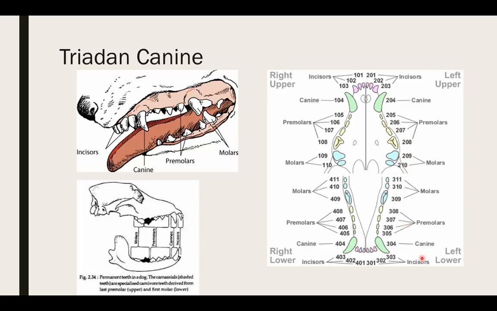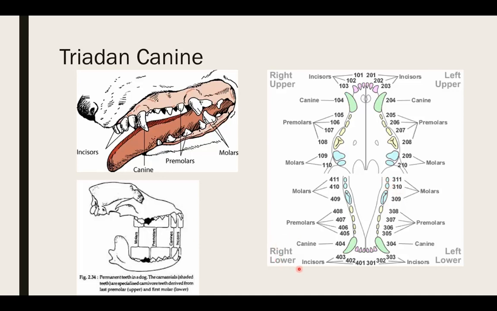If we go down to the lower left side, we start at 301, 302, 303 for the incisors. Canine starts at 304 with the 04 rule. Premolars beginning at 305, 306, 307, and 308. Lower left molars starting at 309, 310, and 311.